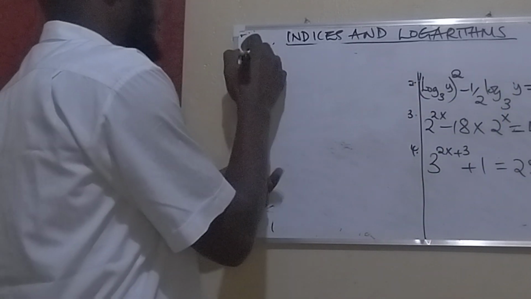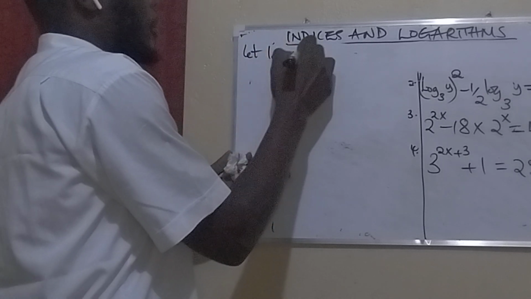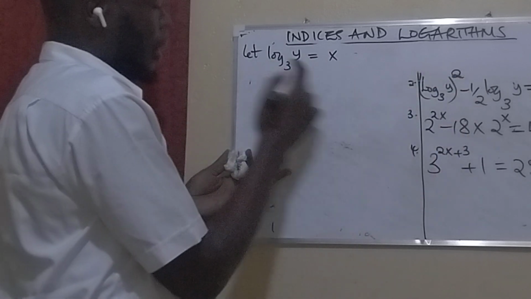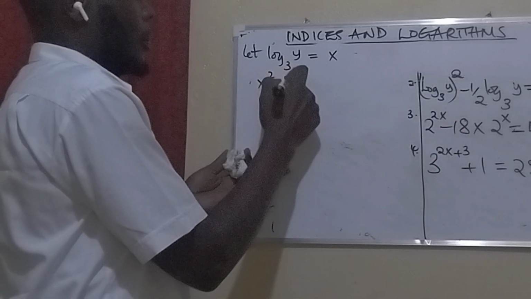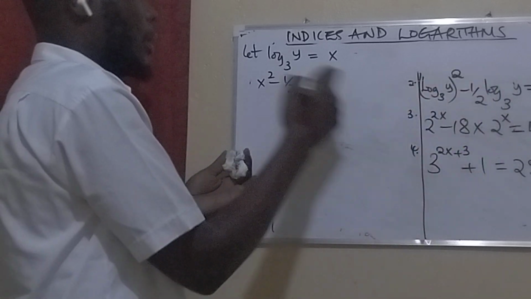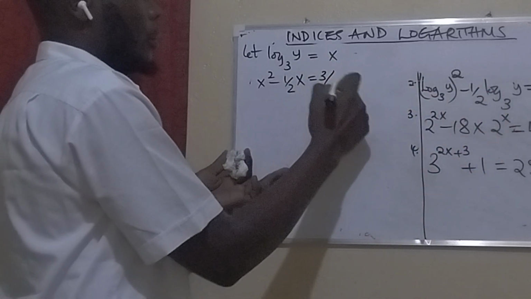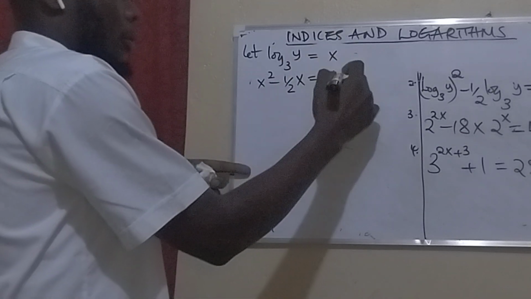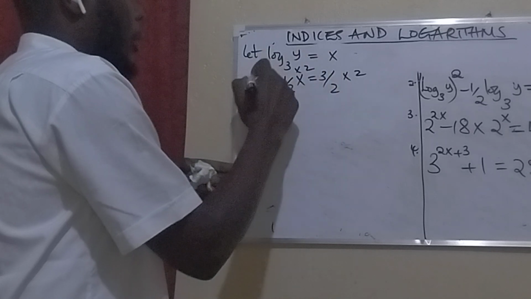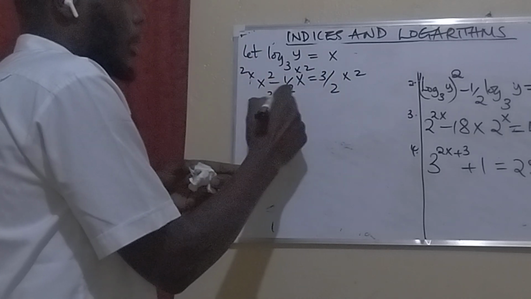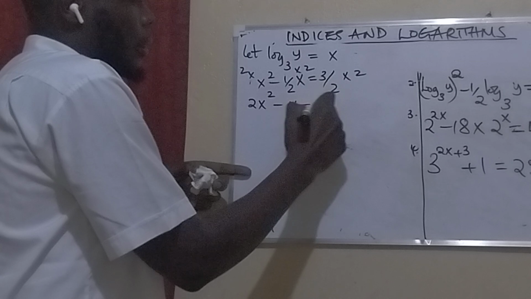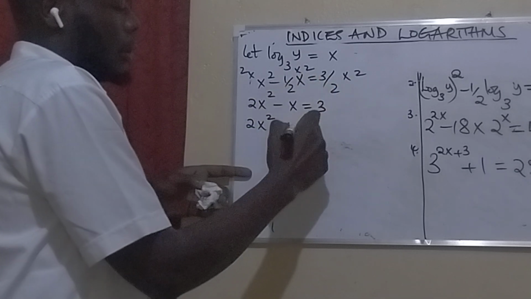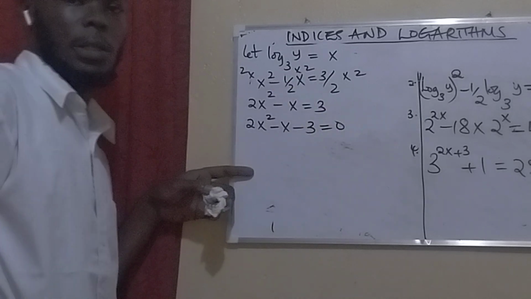You can say, let log y base 3 be x. So if this one is x, it will be x squared minus a half log y base 3, which is x, equal to 3 over 2. So realize we have a quadratic equation, so you can multiply throughout by 2 to eliminate the fractions. So you'll have 2x squared minus x is equal to 3. So you'll have 2x squared minus x, bringing this to this side, minus 3 equal to 0.